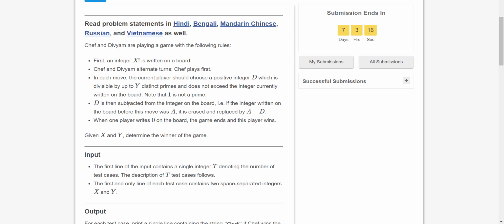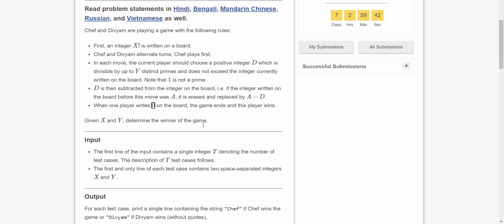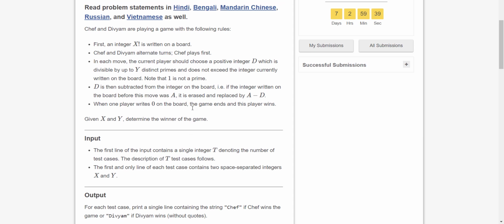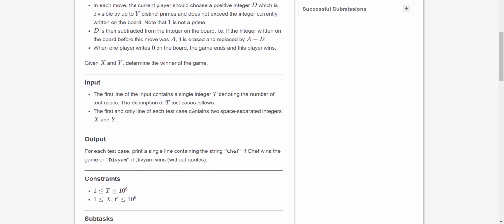Here there is a little technical error in the question. Here it's given if the integer written on the board before this move was a, it is erased and replaced by a minus d. Here a should be x, so it becomes x minus d. So this continuous process of subtraction continues, and the first player to write 0 on the board is declared the winner, and the game ends. So basically it's a little difficult question. So let's see the inputs.